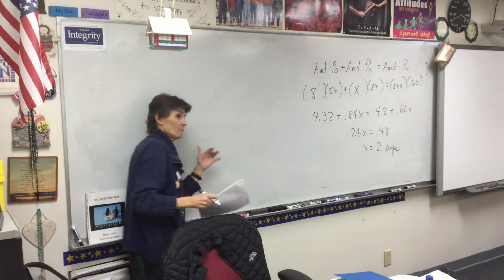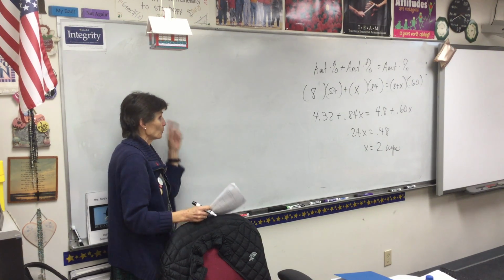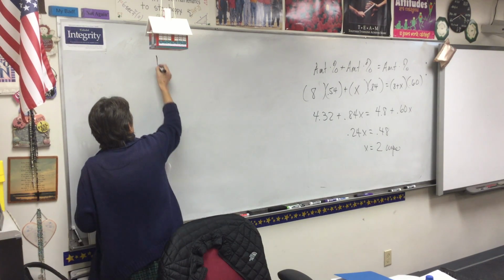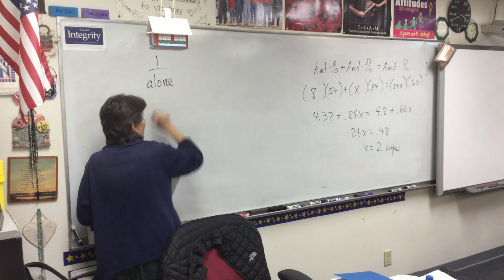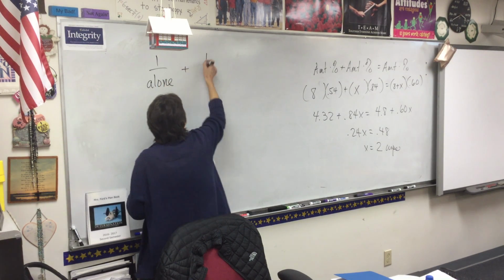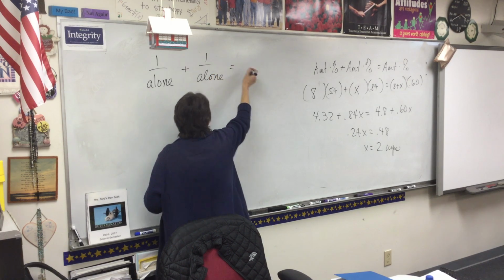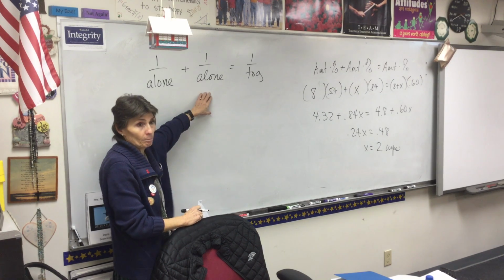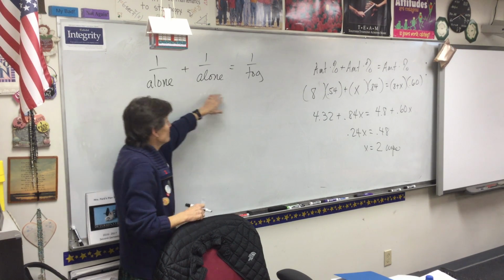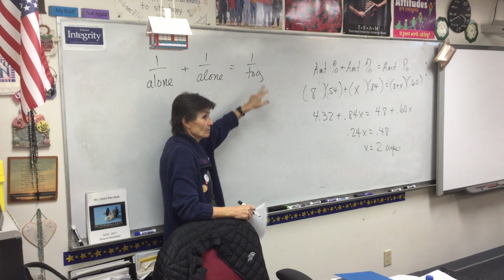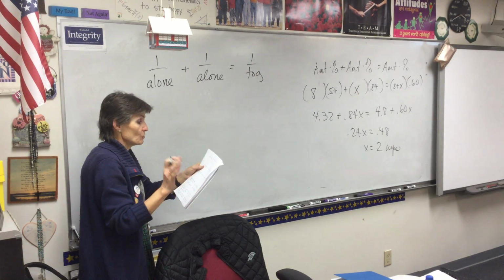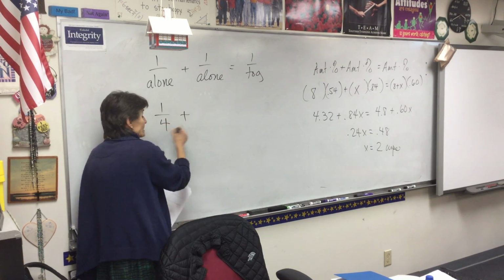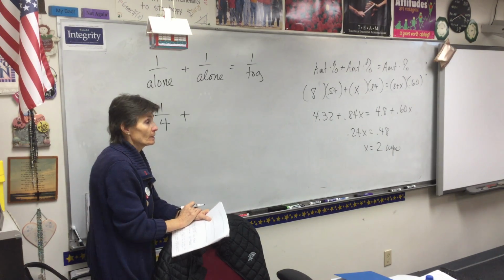When we've got a couple of people working together on a job, they're called work problems. And the formula, or the setup, is 1 over the first guy's time alone, plus 1 over the second's time alone, equals 1 over together. So these are the 2 individual people, and this is their time together. Danielle can do the homework in 4 hours, so we start with 1/4. That's Danielle's time alone.